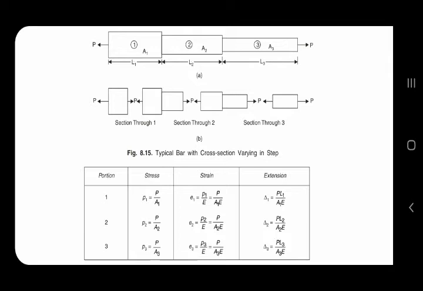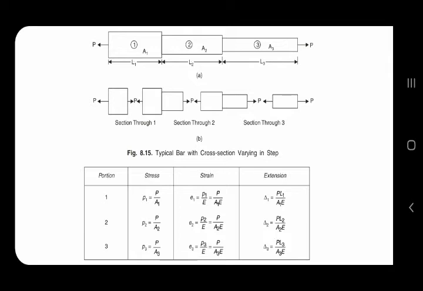Similarly, for the portion 2, let the stress be sigma 2, which is equal to P by A2. The strain epsilon 2 is given by sigma 2 by E, which is equal to P by A2 into E. And the extension delta 2 will be equal to P L2 by A2 into E.